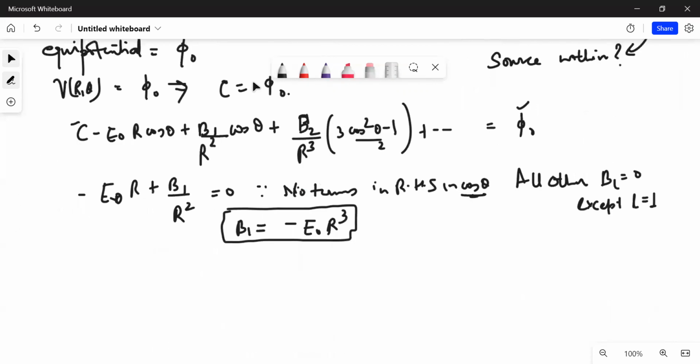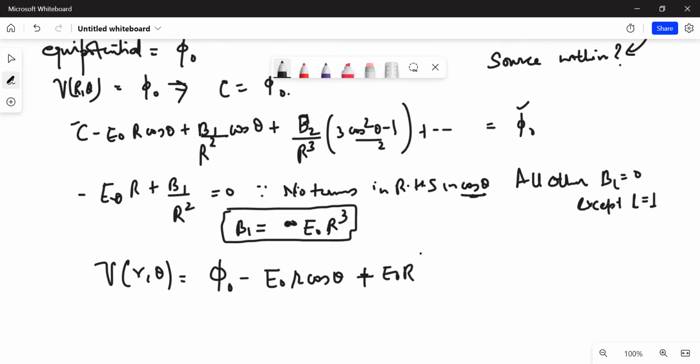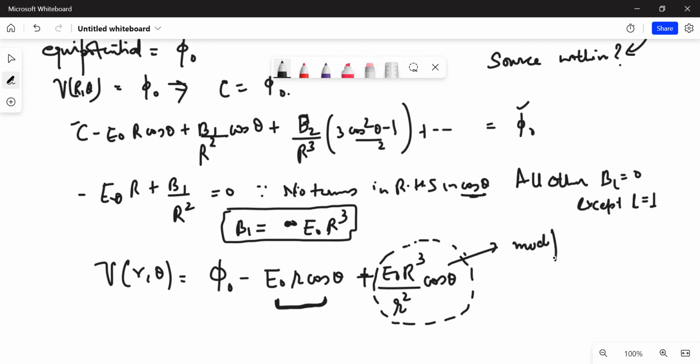So overall, one can clearly write the potential as phi naught minus E naught R cos theta, and then plus, sorry, this will not be minus, this will be plus only, E naught R cube upon r square cos theta, because there is B1. And that day also I told you that this term was because of the net external field outside. This term is because of the induced charge distribution within the sphere. So this term is the modification brought about by the presence of induced charges.